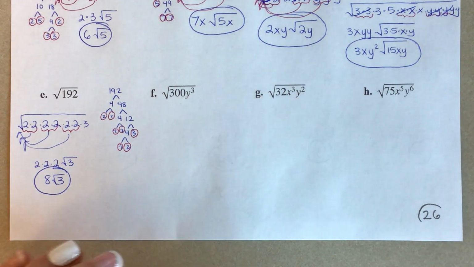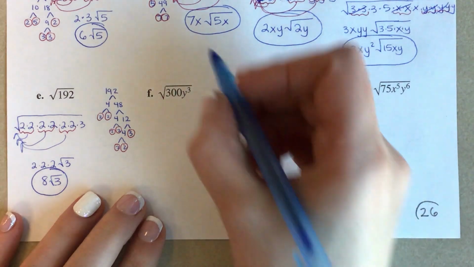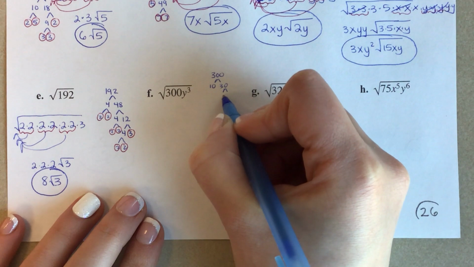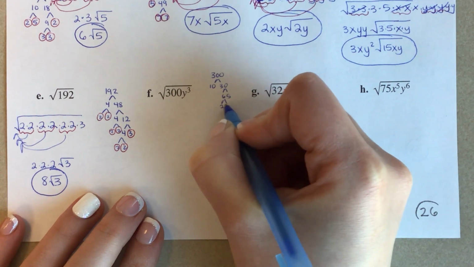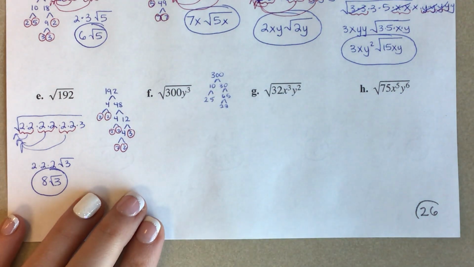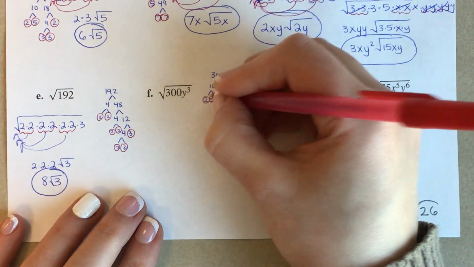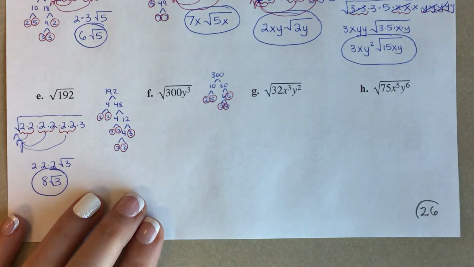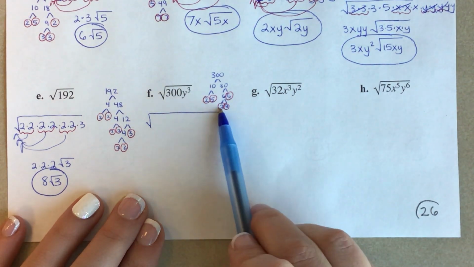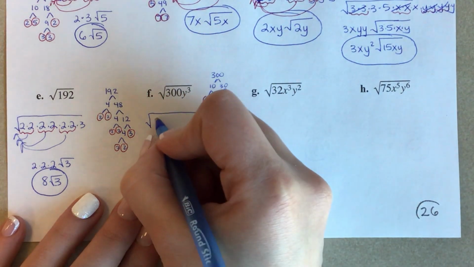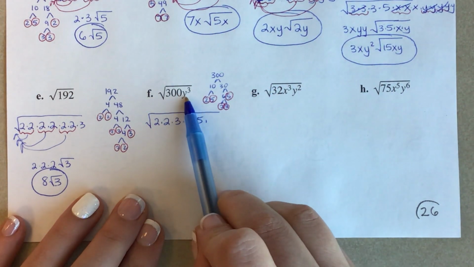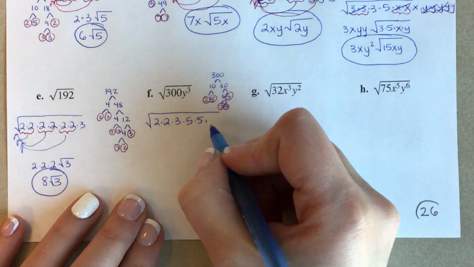Next, I have the square root of 300 y cubed. So if I want to take that 300 and break it down, that can be 10 and 30. And 30 is 6 and 5, which is 2 and 3. And 10 is 2 and 5. So my prime factors are 2, 5, 2, 3, 5. So let's rewrite that underneath the radical. So I have 2 times 2 times 5 times 5 times 3. And then the y's, y cubed is y times y times y.